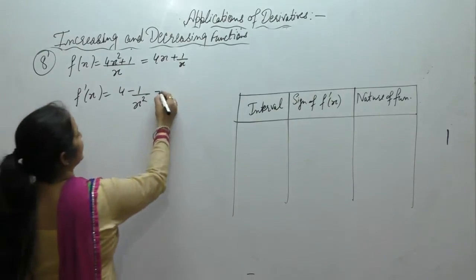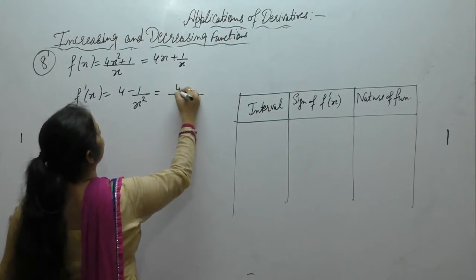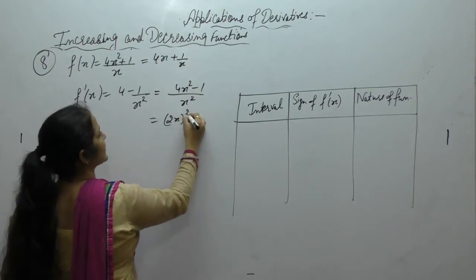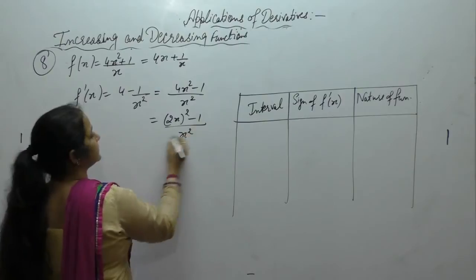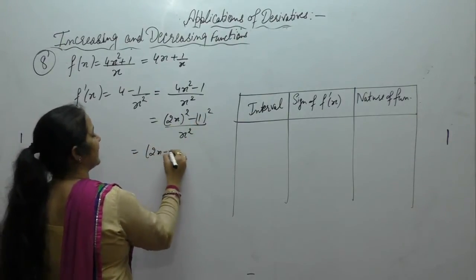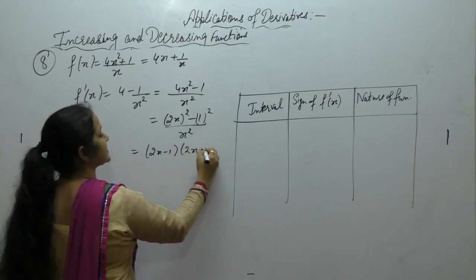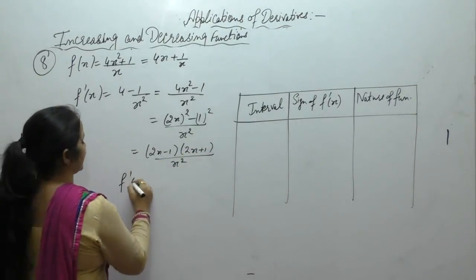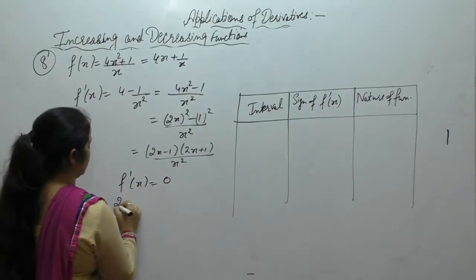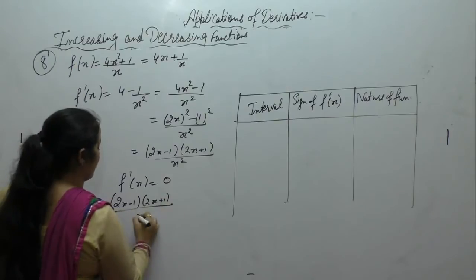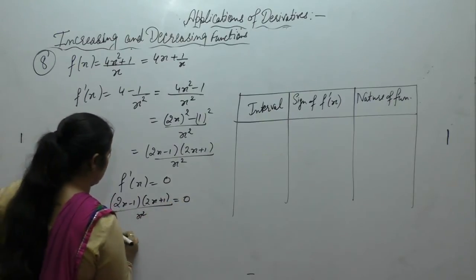Clear? Take the LCM now. 4x square minus 1. We can write it as 2x square minus 1. A square minus b square, a minus b, a plus b upon x square. Take f dash x equal to 0. 2x minus 1, 2x plus 1 upon x square is equals to 0.